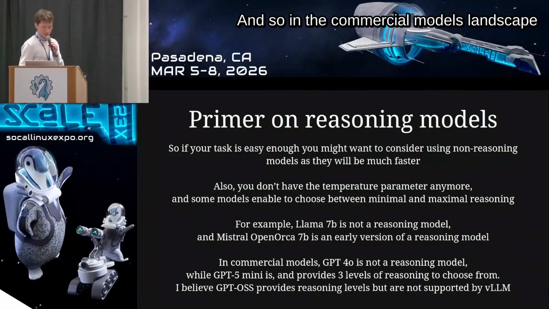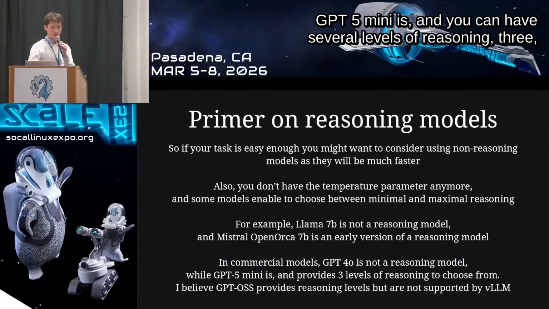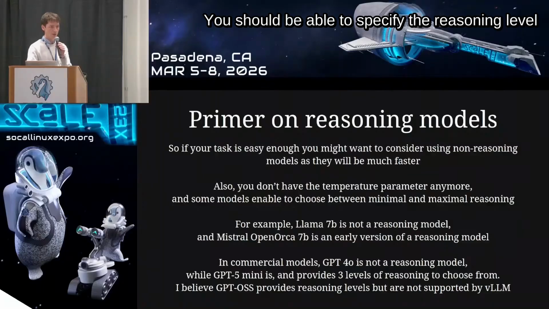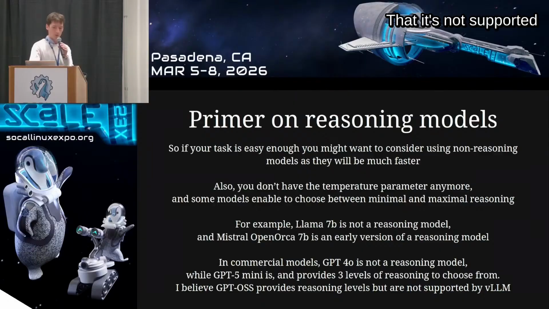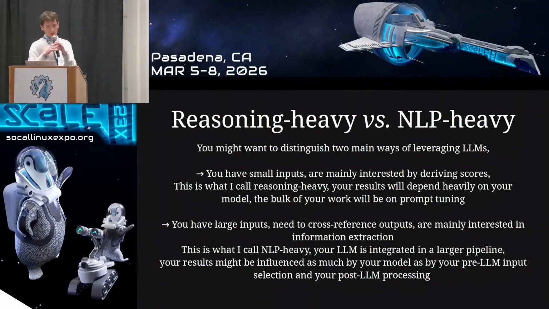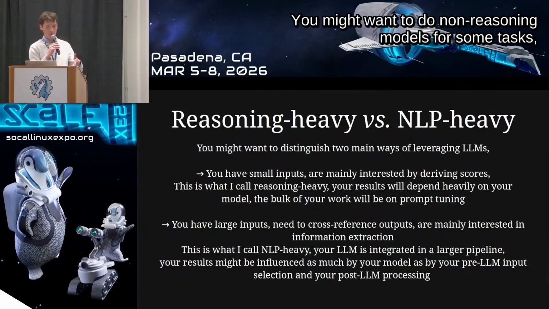And so in the commercial models landscape, GPT-4o, for example, is not a reasoning model. It will be much faster. GPT-5 Mini is, and you can have several levels of reasoning, 3. And I think that with GPT-OSS, you should be able to specify the reasoning level, but I remember that vLLM was explicitly saying that it's not supported, so you just have the default for the moment, medium. And so I was saying that you might want to use non-reasoning models for some tasks.